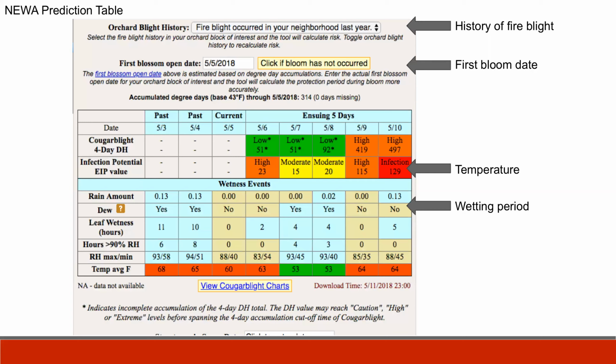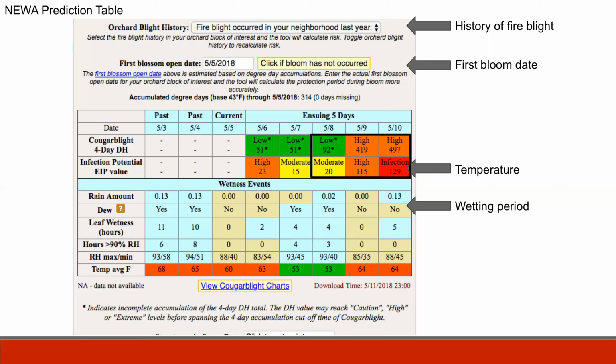And then the wetting period. The wetting period is calculated based on the amount of rain, whether or not there's a presence or absence of dew, and it also can consider leaf wetness. So based on the risk level, the growers will decide whether or not they will apply antibiotics.